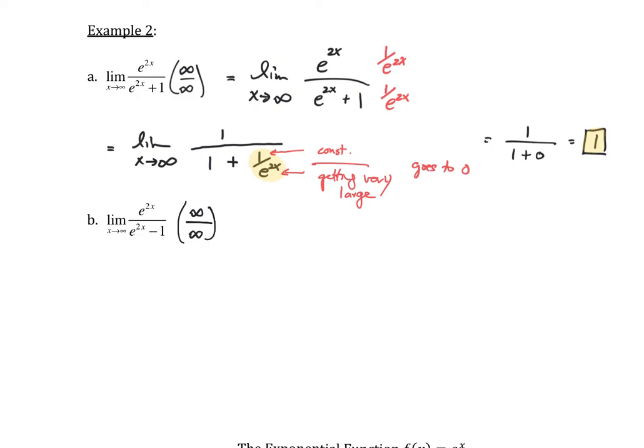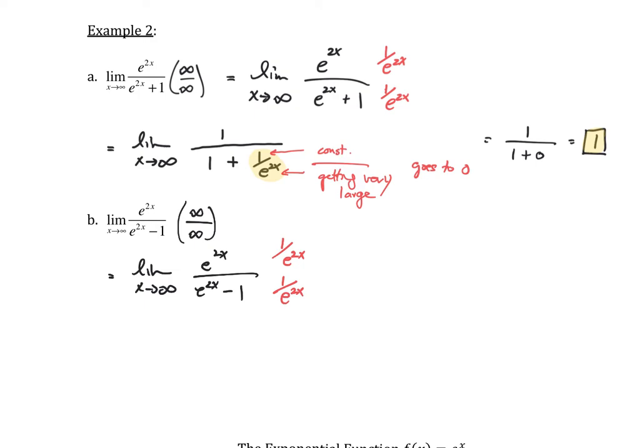In this particular case, I'm basically going to do the same exact thing I did last time. I'm going to multiply top and bottom by the reciprocal of the highest term in the denominator. So this will be the limit as x goes to infinity of e to the 2x over e to the 2x minus 1 this time. Effectively, this question is pretty much the same as the previous one. We're going to multiply top and bottom by 1 over the highest term in the denominator.